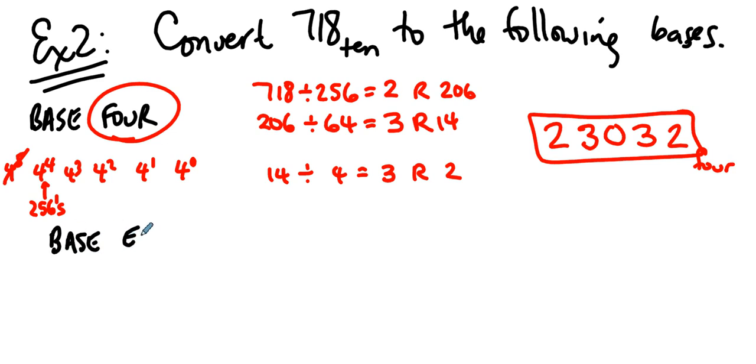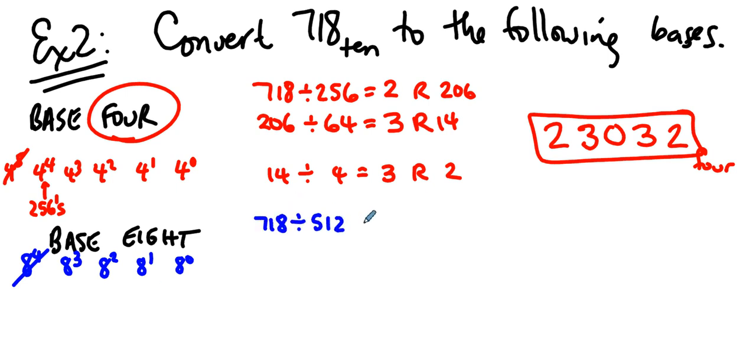Well, what if we go base 8? If we go base 8, then the place values are 1, 8, 64, 512. That's too big. So we're going to end up with a 4-digit number. What are our 4 digits? Well, how many 512s are there in 718? There's 1. That remainder is that 206 that popped up before. That's just because we're using powers of 2. It's not a big deal.